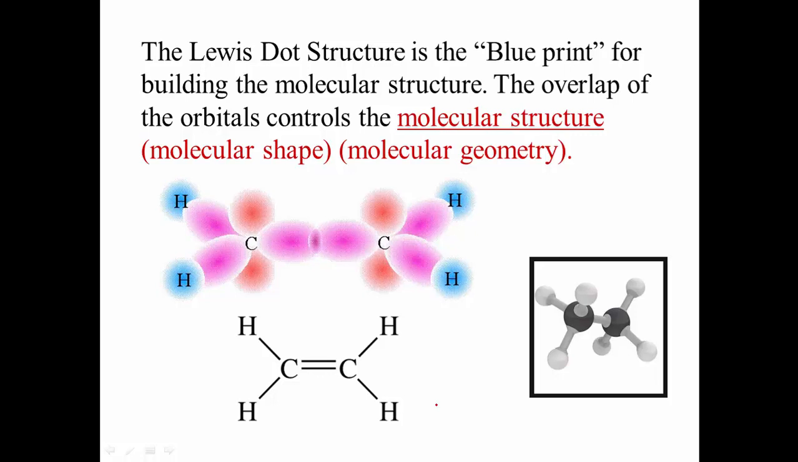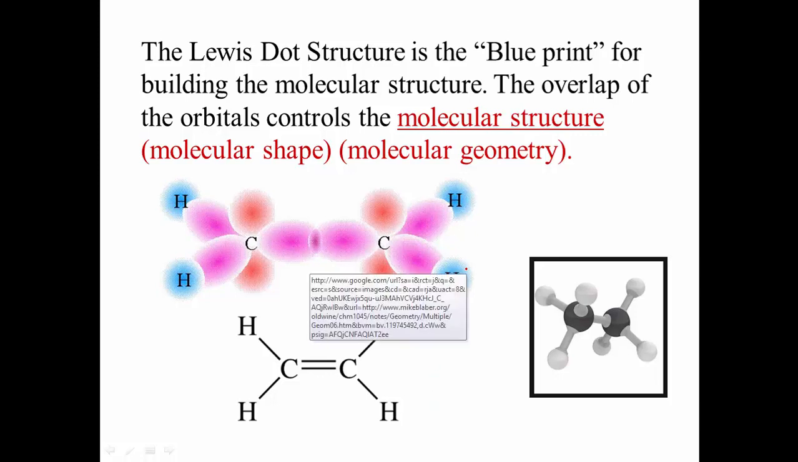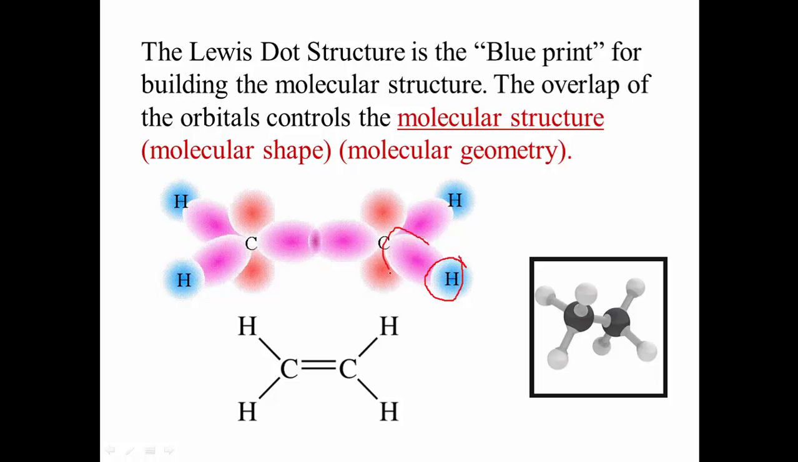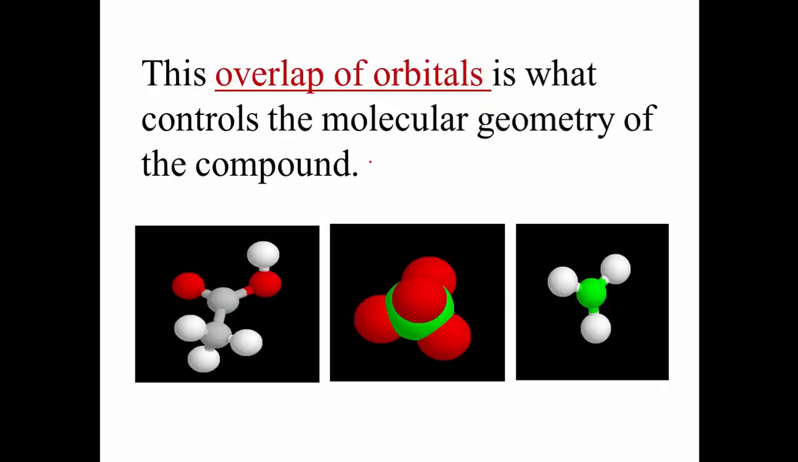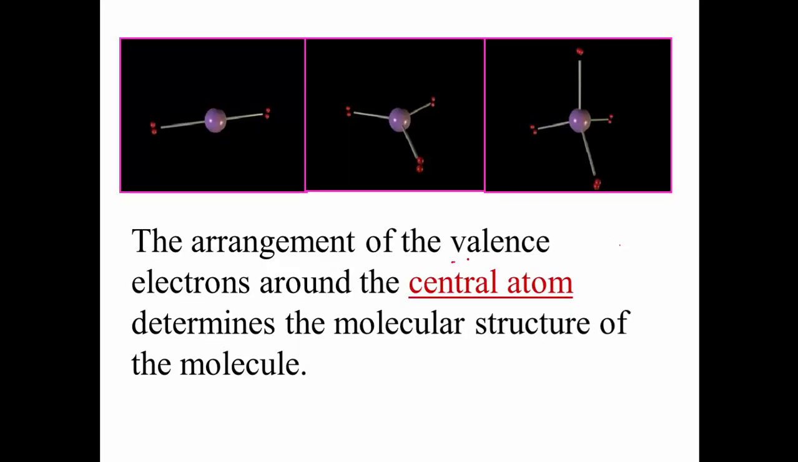So here would be the Lewis dot structure for C2H4. You've got your hydrogen 1s orbitals overlapping the p orbitals in carbon, forming this bond and creating this molecule that you would build. So your Lewis dot structure is how you are going to decide what this molecular structure is, or we can call it molecular shape or molecular geometry. They're all the same idea. It's the overlap of those outer orbitals, those valence electrons, that gives us these molecular shapes. So the arrangement of those valence electrons around the central atom is what gives you that.